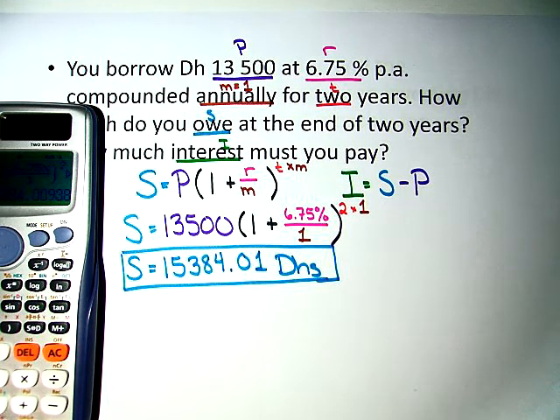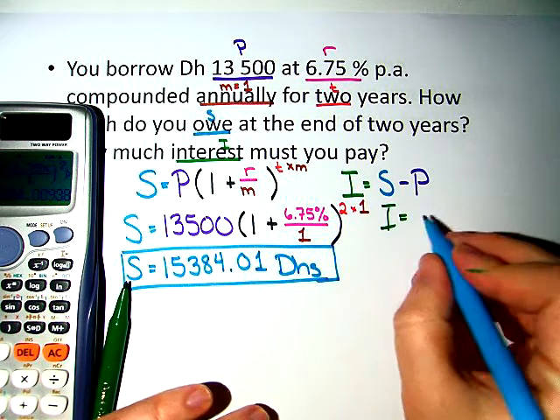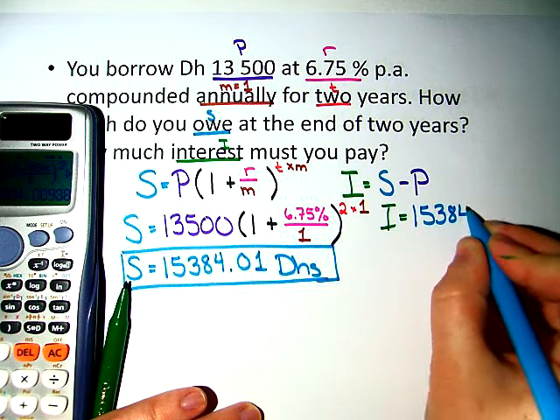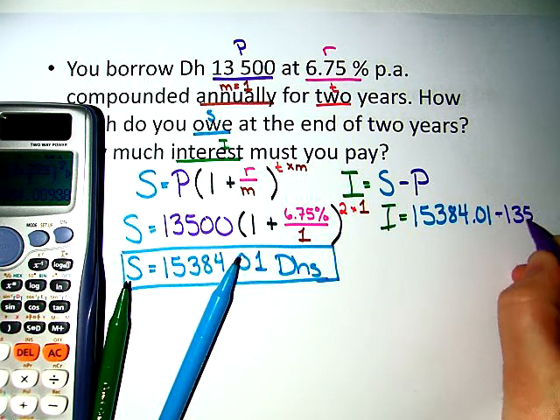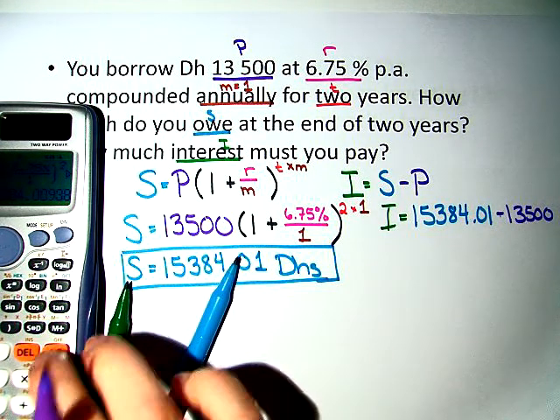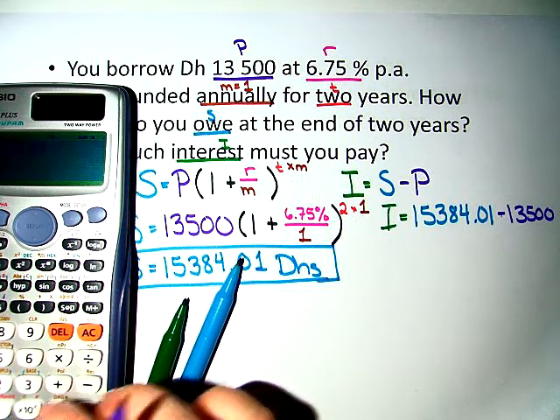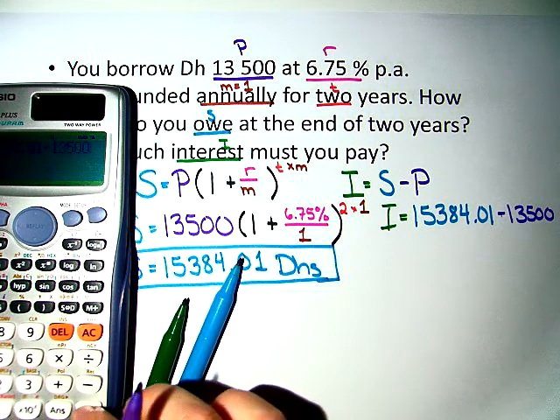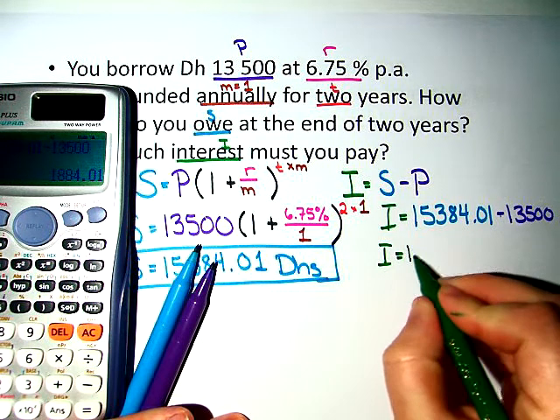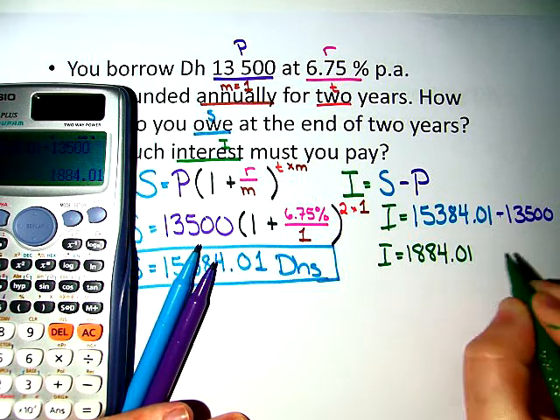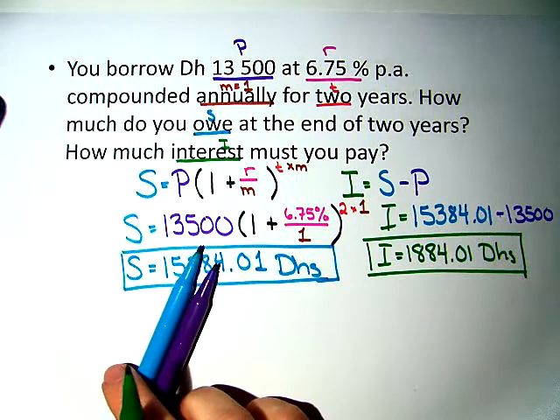Now remember, it also asks about interest. And as we know, the interest is the full amount, 15,384.01, and we are going to subtract the principal, 13,500. Okay, so 15,384.01 minus 13,500 gives me a final interest amount of 1,884.01 dirhams. Okay, so that's how we do compound interest.